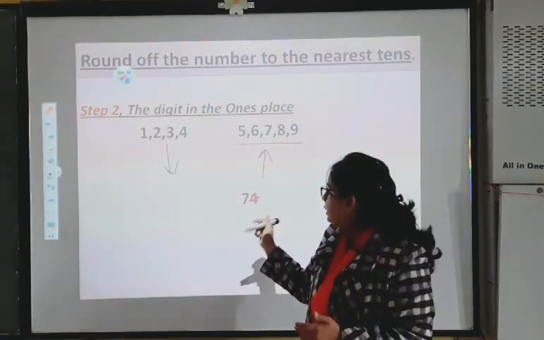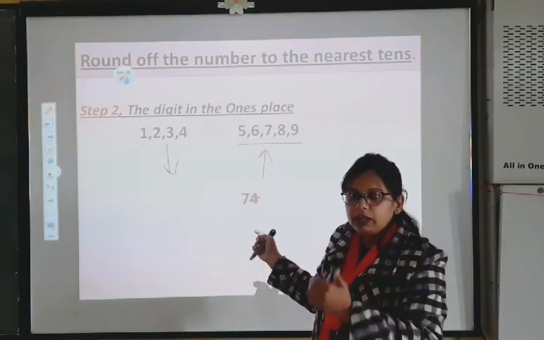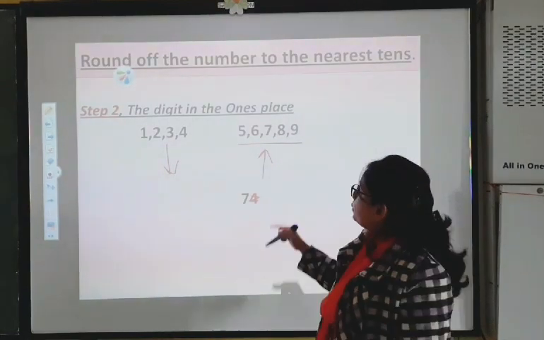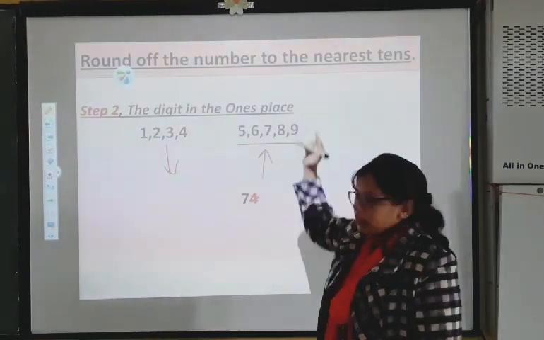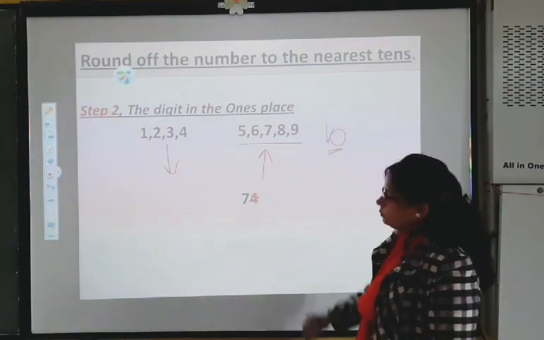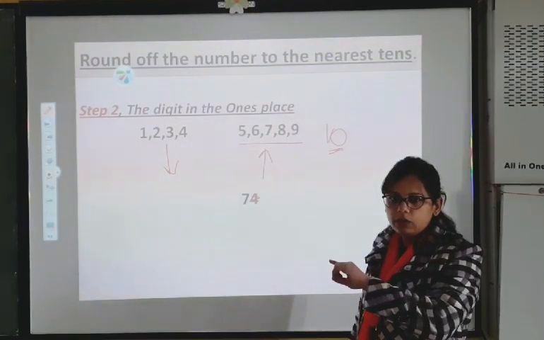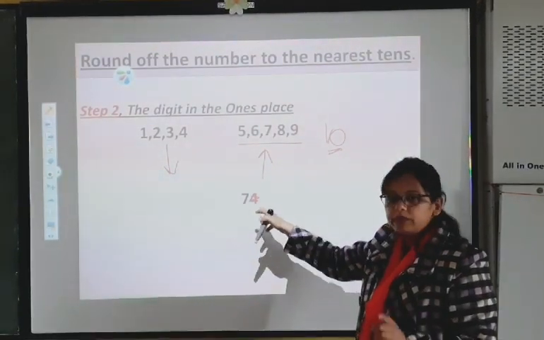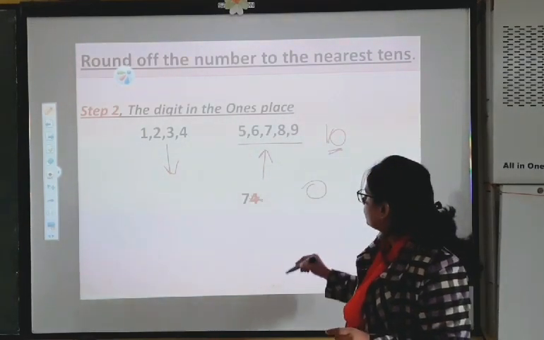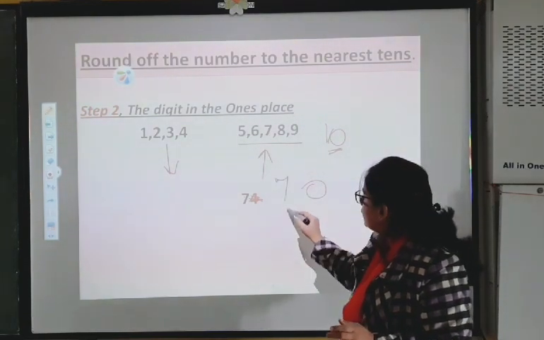Okay. Now you have seen that the digit on the ones place is 4. It means you have to round down the number. आपको कम करना है. One more thing: if you are rounding off in tens, then in 10 there is a 0. If you have to round off the number to the nearest 10, it means in your answer there should be a 0. Means you have to convert the digit on the ones place into 0. And the digit on the tens place will remain same.